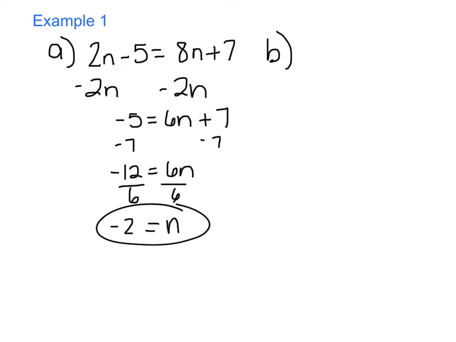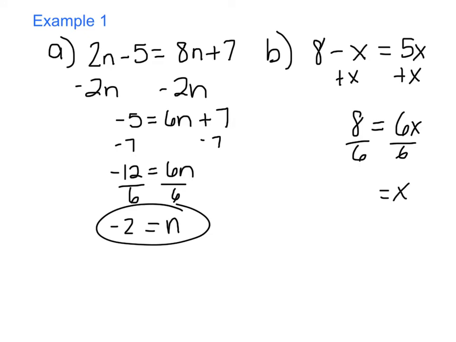Let's try another example. 8 minus x equals 5x. Move the variable on one side. So I'm going to move the minus x by adding 1x on both sides, because the opposite of minus x is plus x. Remember, you always do inverse operations. So that gives me 8 equals 5x plus 1x is 6x. Divide by 6. 8/6 simplifies into 4/3. Or you can change it to 1 1/3.